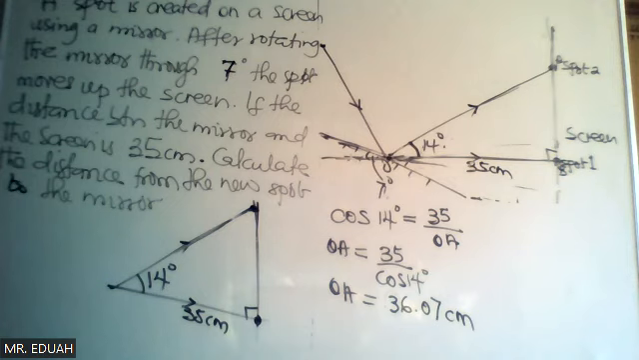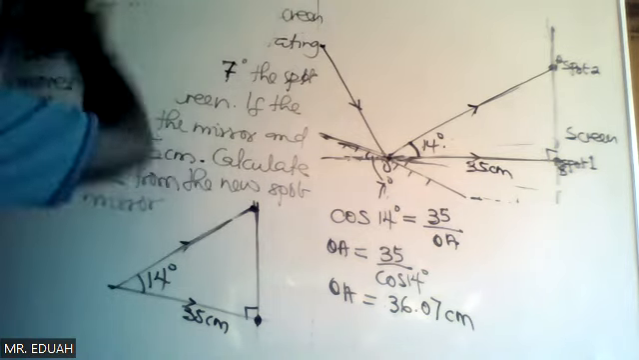Then let's look at curved mirrors. We've done plane mirrors extensively, formation of images in plane mirrors and all that, then those calculations. So let's move on to spherical mirrors or curved mirrors. This time we are talking about a kind of mirror that is curved or spherical. So, spherical mirrors.